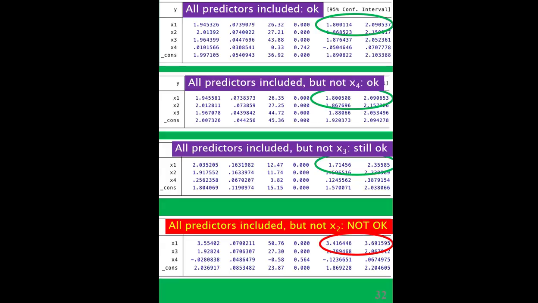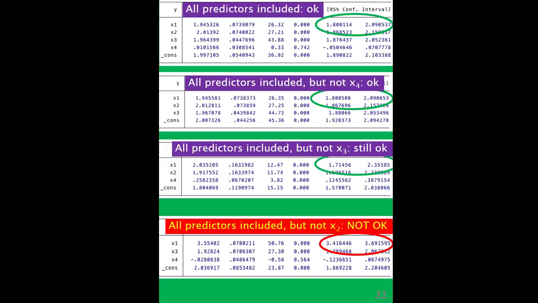Sort of working. We now leave out x3, still okay. The estimate is now slightly above 2, but still close enough. And there we again have a confidence interval that includes the 2. So leaving out either of these two, x3 or x4, doesn't matter so much for the coefficient of x1.